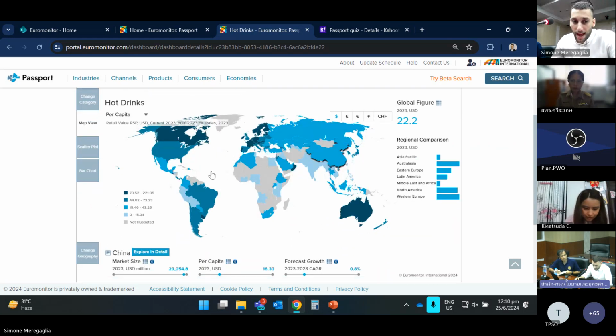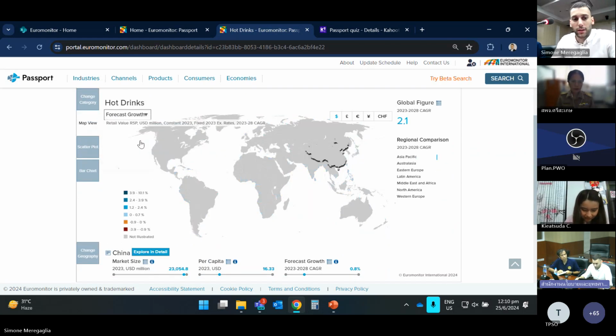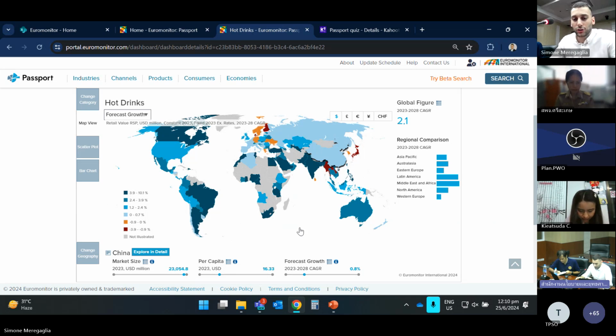Another thing you want to look at is forecast growth. So when it comes to hot drinks, which countries are forecasted to grow the most and which are forecasted to grow less or even to decrease? Whatever you see to be orange or red means that they are below zero, so we forecast a decrease in consumption of hot drinks. For example, South Korea, Japan, Myanmar, Scandinavian countries like Finland, Norway, Sweden, Denmark. They're all going to decrease in the next 5 years in consumption of hot drinks.